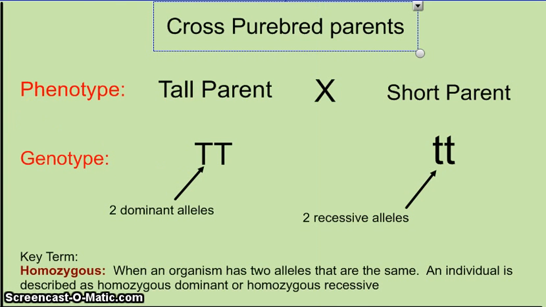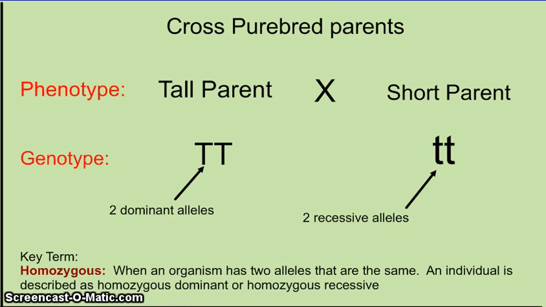So, looking at his first cross, and when I say cross, I simply mean reproduction. In his first cross, he took purebred parents. One was purebred with the phenotype tall, the other was purebred with the phenotype short, meaning their genotype, which we know now, Mendel didn't know this, is capital T, 2 dominant alleles, and the short parents were lowercase t, lowercase t, they had 2 recessive alleles. We use the word homozygous to describe them. And there's the definition of that word, keyword down there.